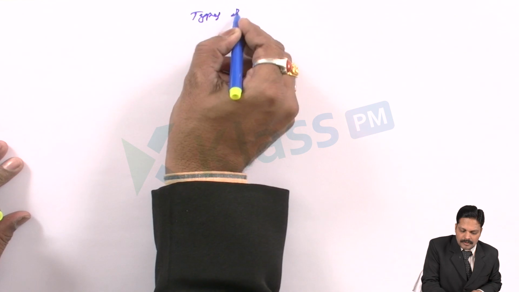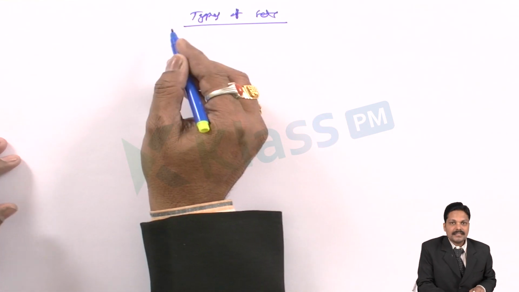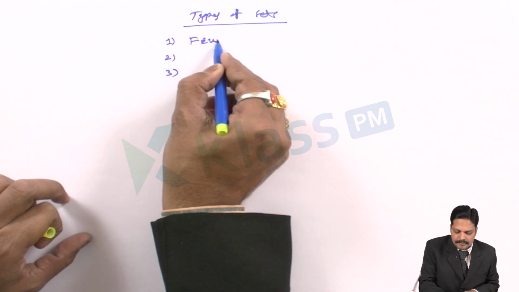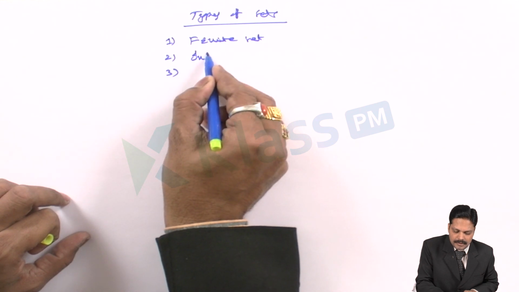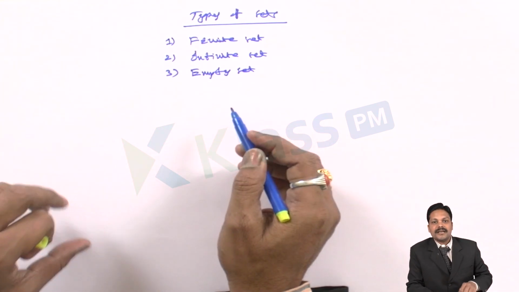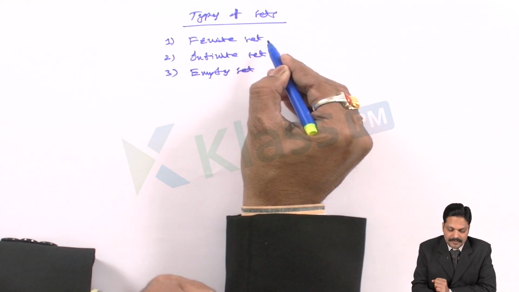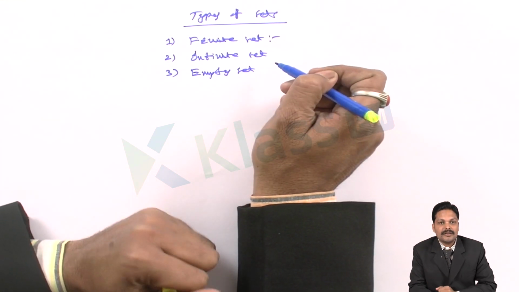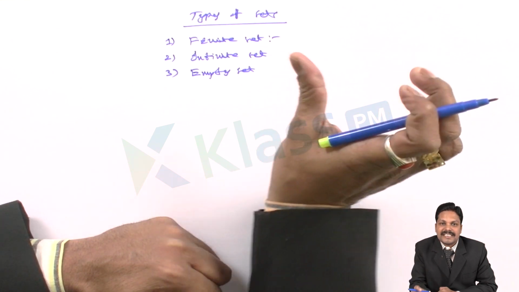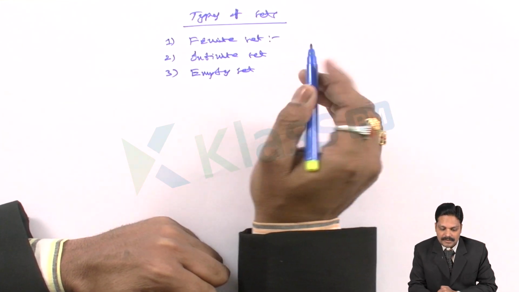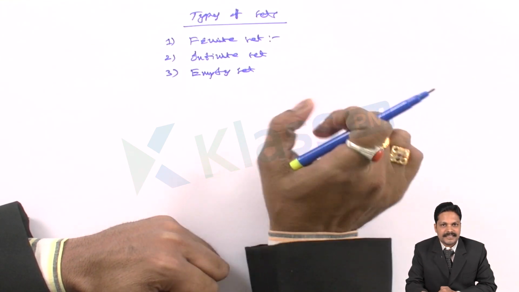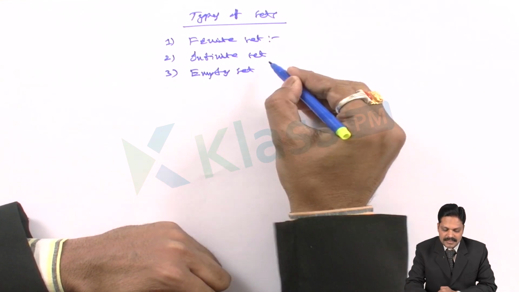Now we have types of sets. Basically we have three types. The first one is the finite set, the second one is the infinite set, and the third one is the empty set. Finite means the set should be fixed. We can derive it: it's fixed, so it is finite. Infinite means we cannot fix the particular set. It is endless, we can't estimate it. This is called infinite.